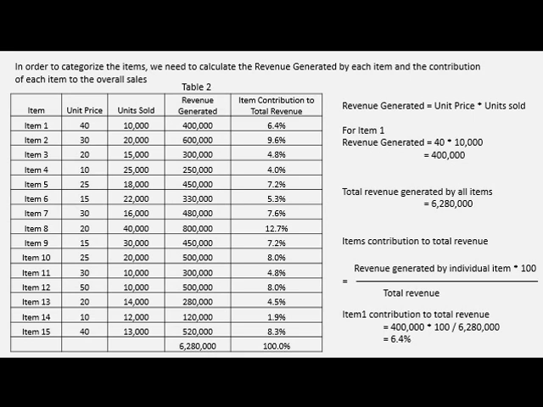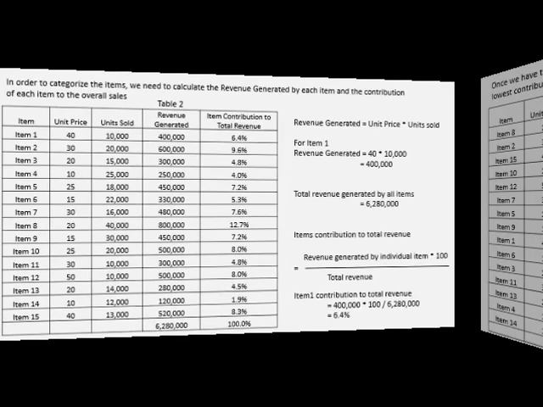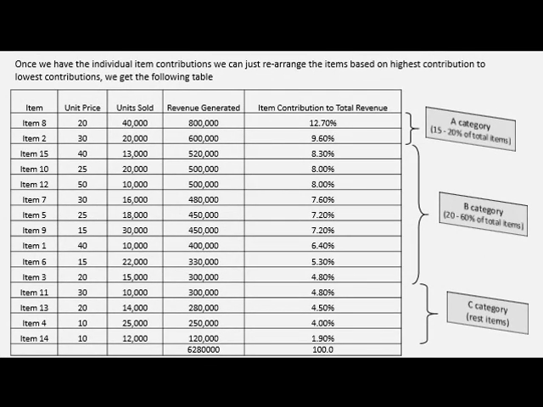Each item's contribution to the total revenue can be calculated by dividing the revenue generated by that item by the total revenue, multiplied by 100 to express it in percentage terms. So, Item 1's contribution to total revenue would be 400,000 multiplied by 100 and divided by 6,280,000. This results in 6.4%. Similarly, we can calculate the contribution of each item to the total revenue and create Table 2. Once we have the individual items' contributions, we can rearrange the items from highest contribution to lowest contribution. We will get a result as shown in the table.